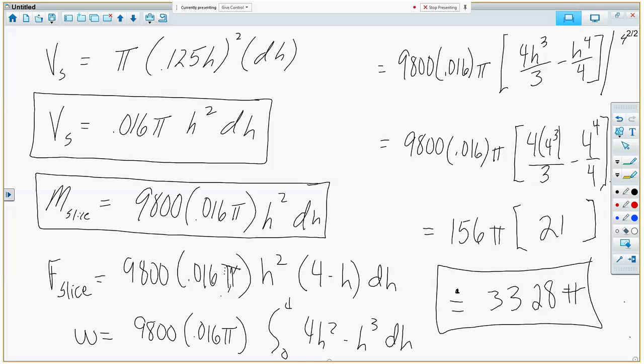Somebody take 9,800 and divide it by 3 for me. 3267. Okay, we're a little bit off because they used fractions, but that's fine. We used decimals, they used fractions. The setup is still going to be the same.